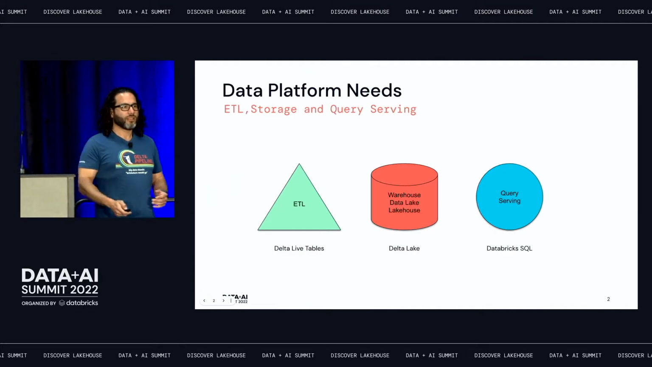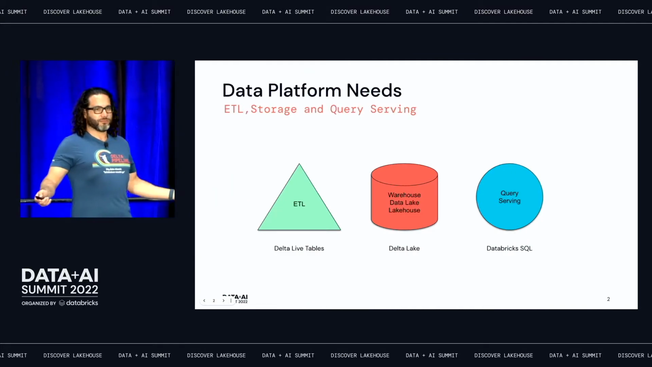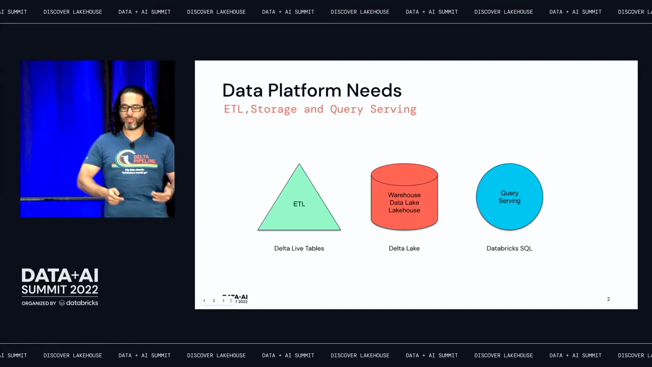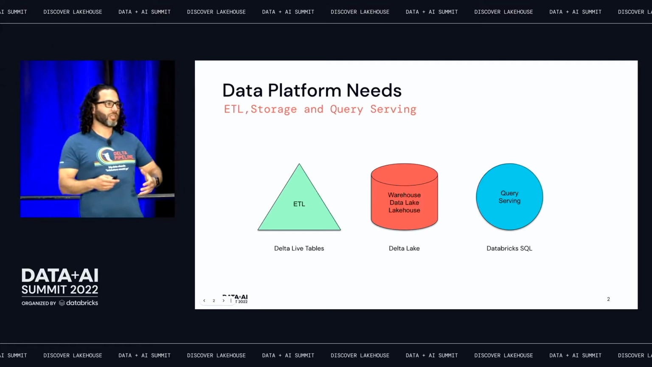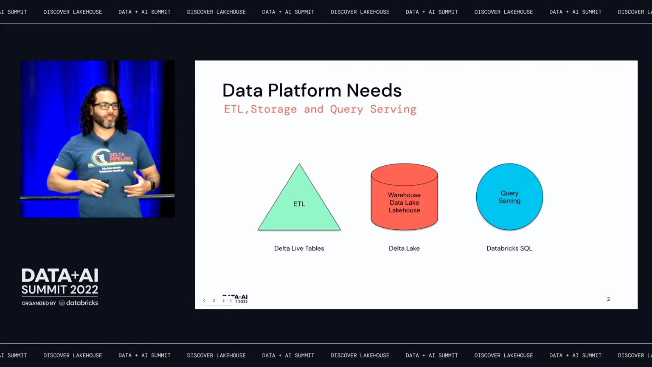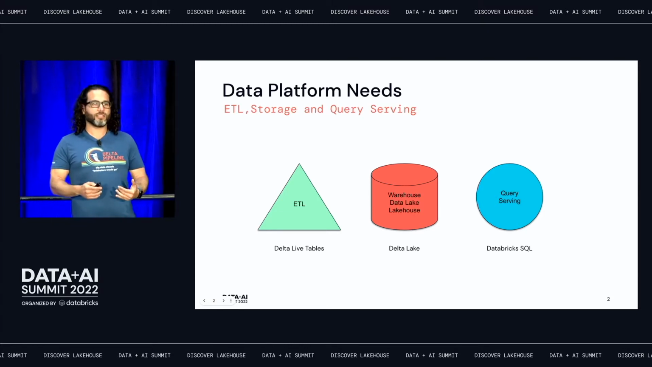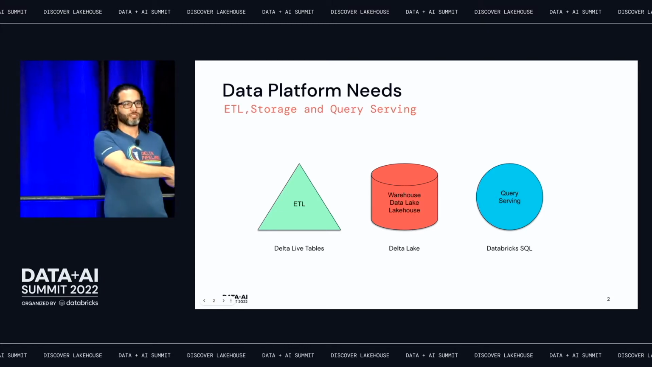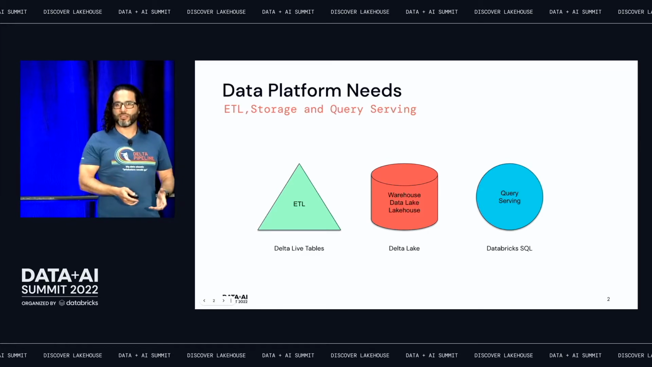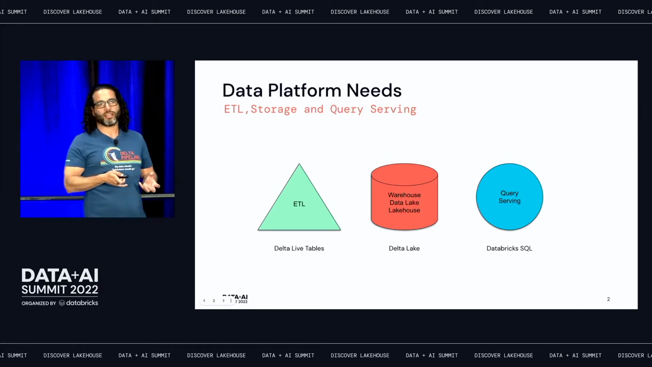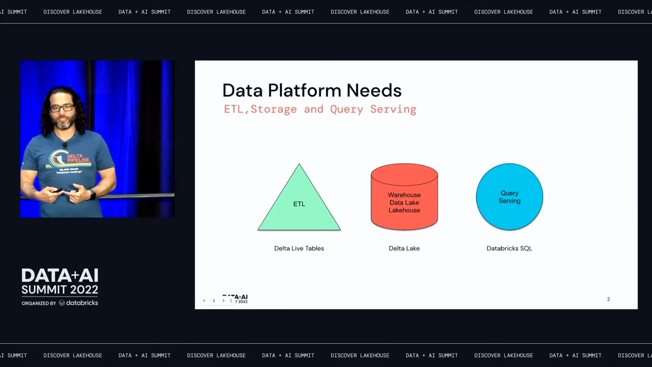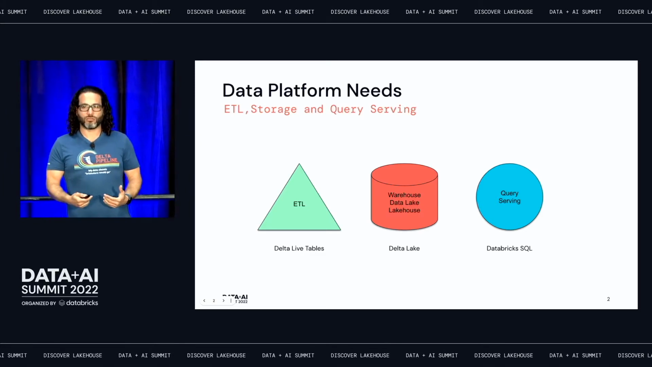All right. What is a data platform? What are the components? Essentially, when you're trying to build a data platform, you need three components. You need an ETL layer. You have data in source systems, or files. You need to get it out. You need to extract. You need to transform that data into some type of data model that users can use.